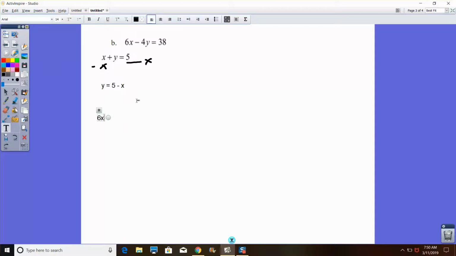So 6x minus 4. Now here's a y, so we're going to write (5 minus x) in parentheses equals 38. So also be careful of that. Make sure that when you're plugging in, you replace all the terms that are made in that variable. That way you will arrive at an accurate equation.